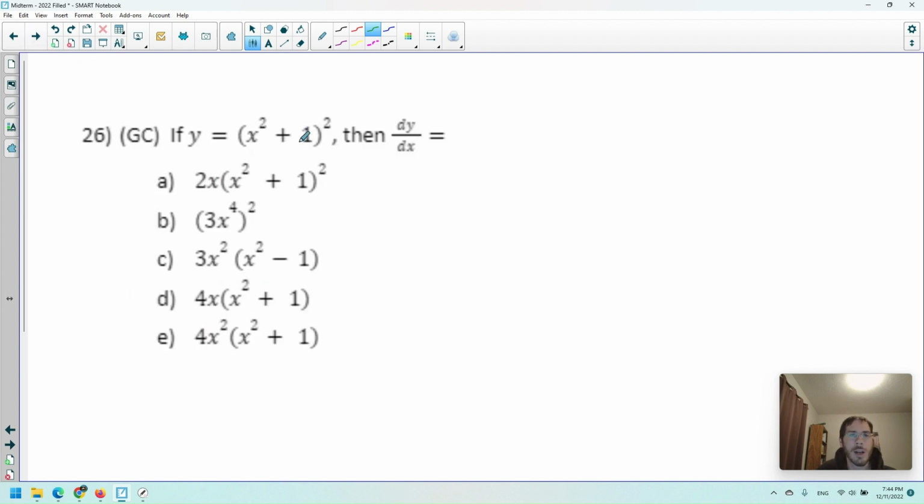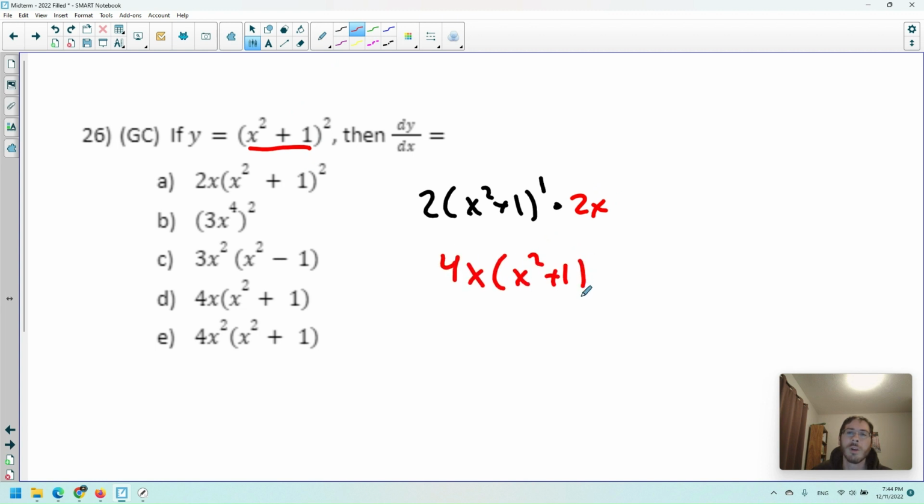For 26, y is equal to x squared plus 1 squared, dy dx. So it's another chain rule. In this case, though, kind of cool because we could choose to use the general power rule instead. So 2 times x squared plus 1, now to the first power, times the derivative of the inside, which would just be 2x. So this will be 4x times x squared plus 1. All right, there we go. Looks like we got it. That's it for 26.